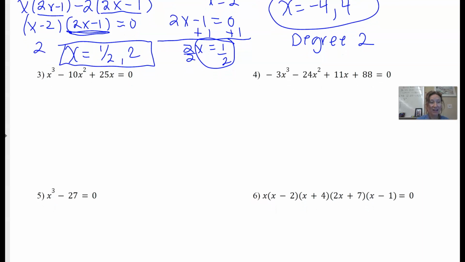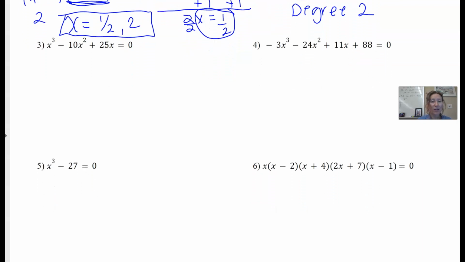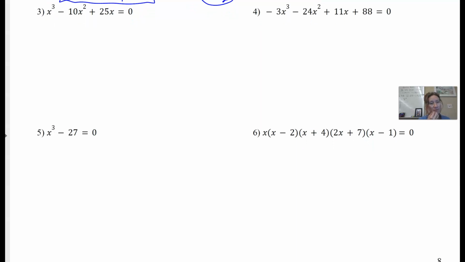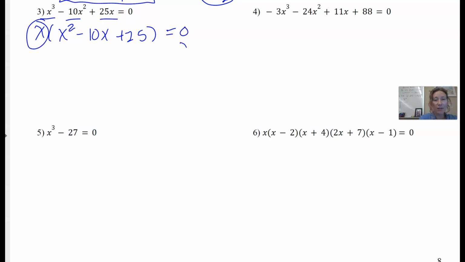So let's take a look at a few that are a little bit more interesting by looking at 3, 4, and 5. I noticed that 3 and 4 are third degree, and so is 5. But on number 3, it looks like I can take out a GCF. I see that there's an x in all 3 terms, so I begin by taking out the x. That's going to be x times x squared minus 10x plus 25 is equal to 0. Because I already have one of the factors, x, I know that I've got x is equal to 0 as one of the solutions. So I'm done with that part.